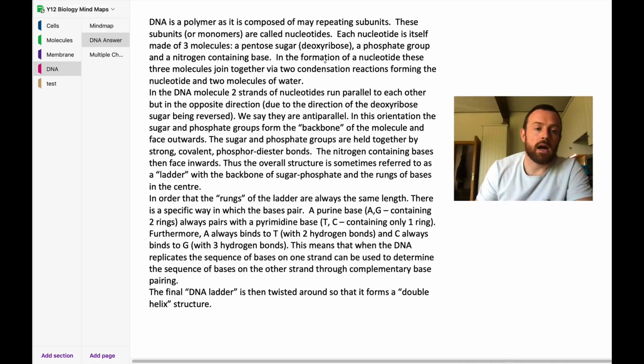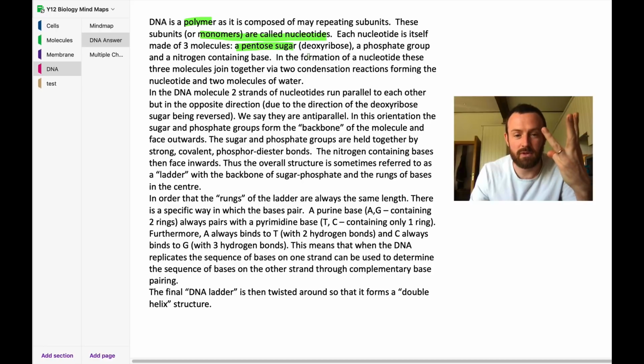All right, now it's my turn to do that as well. So I'm going to highlight what I think is going to be good. Okay, so polymer, yeah, that's one. So the monomers are nucleotides, that's one. So we've got 2 marks so far. Okay, we've got this pentose sugar, probably 3, phosphate group and base.